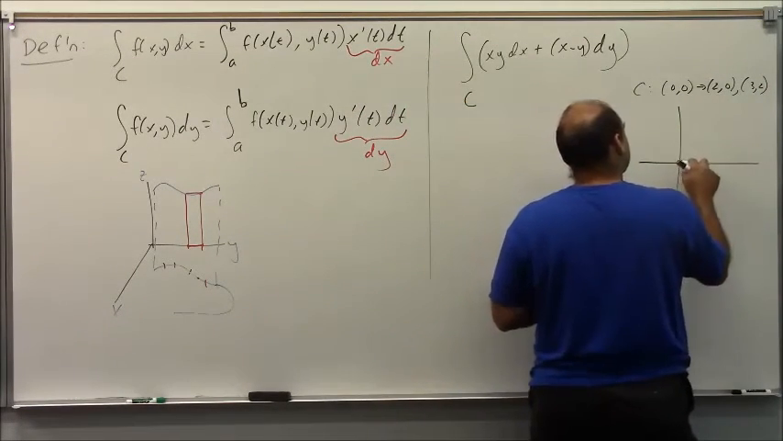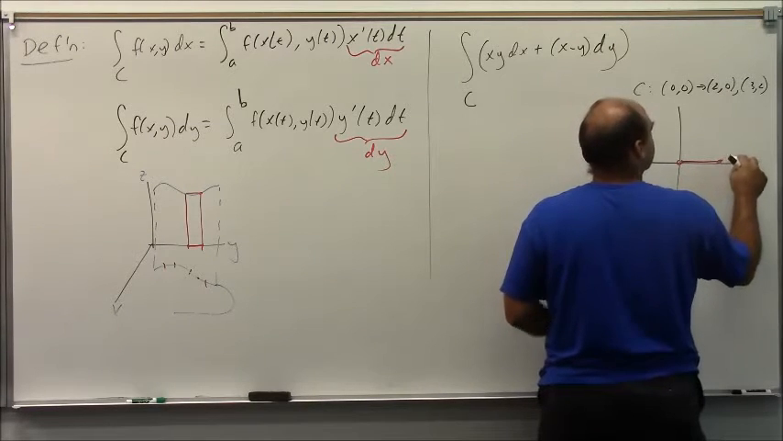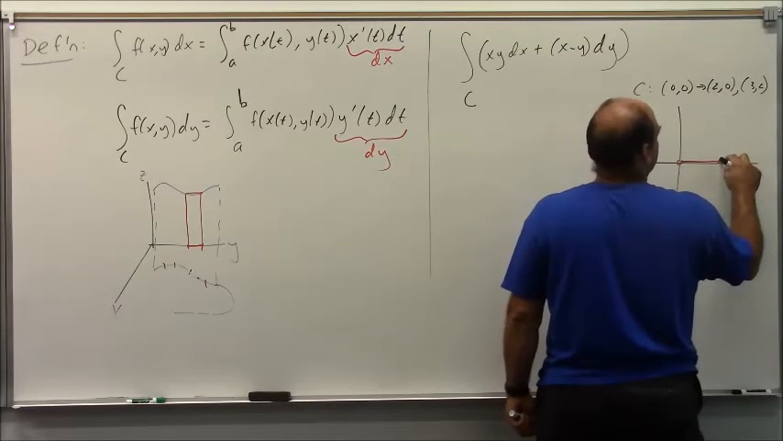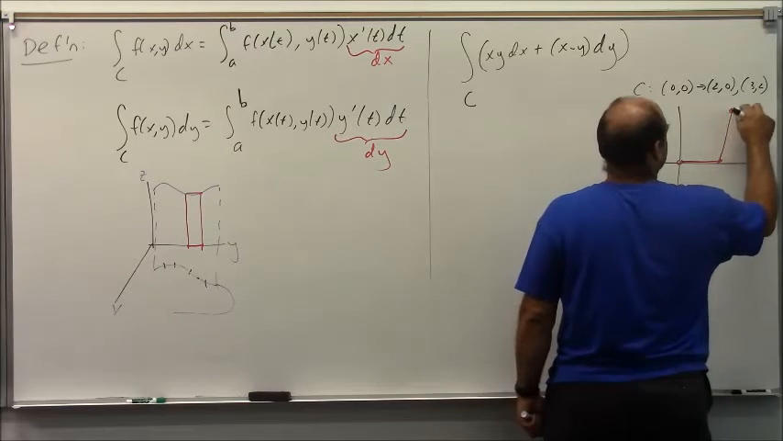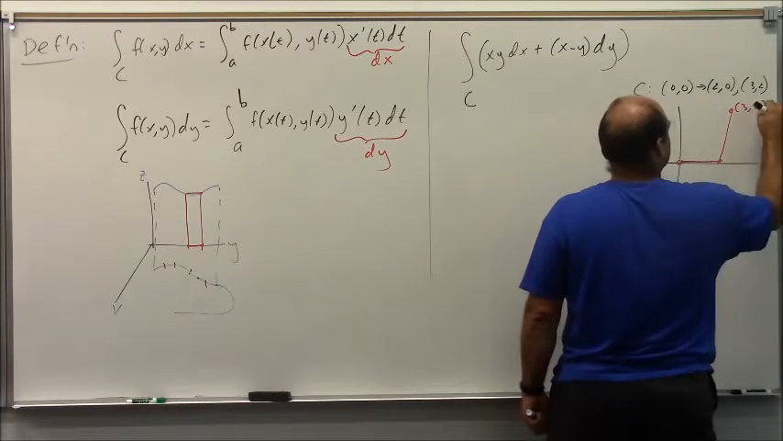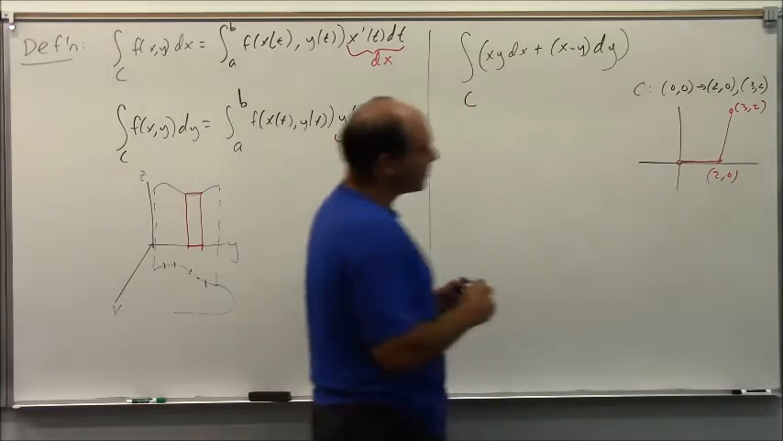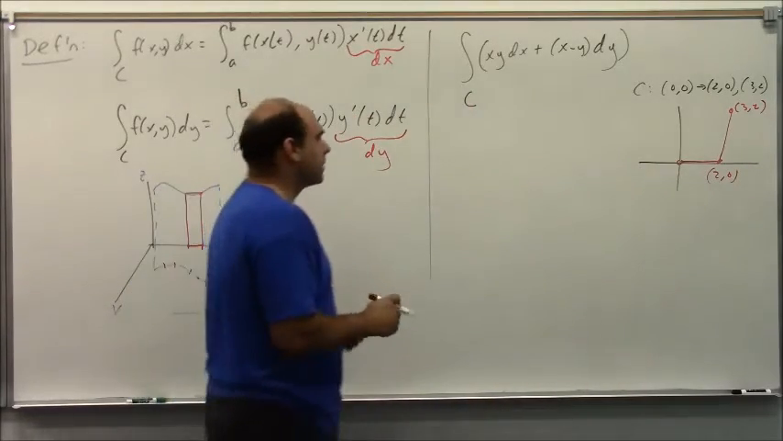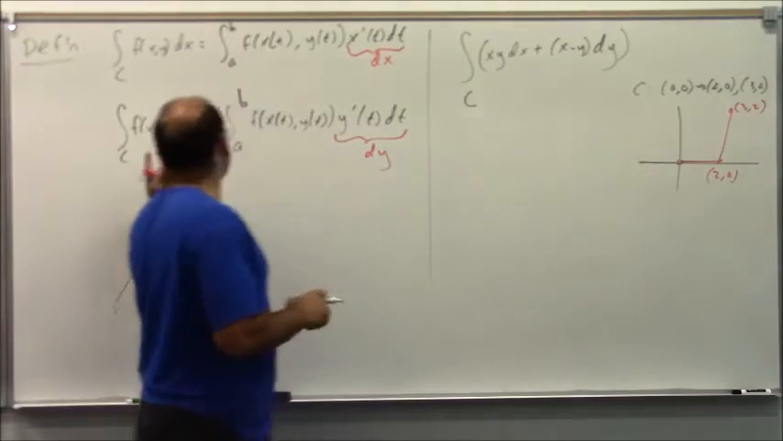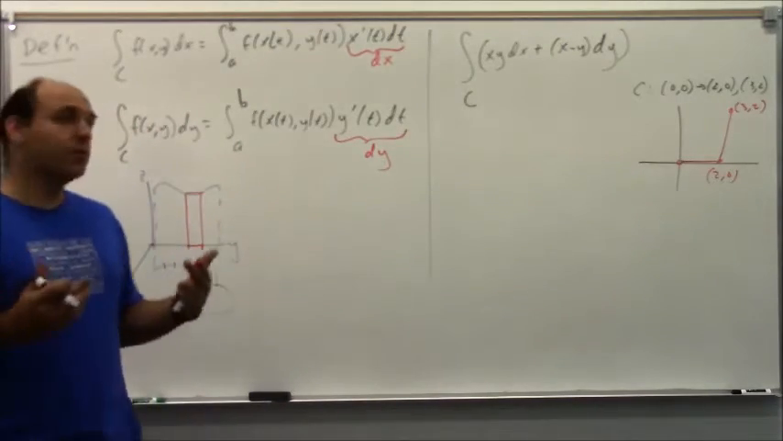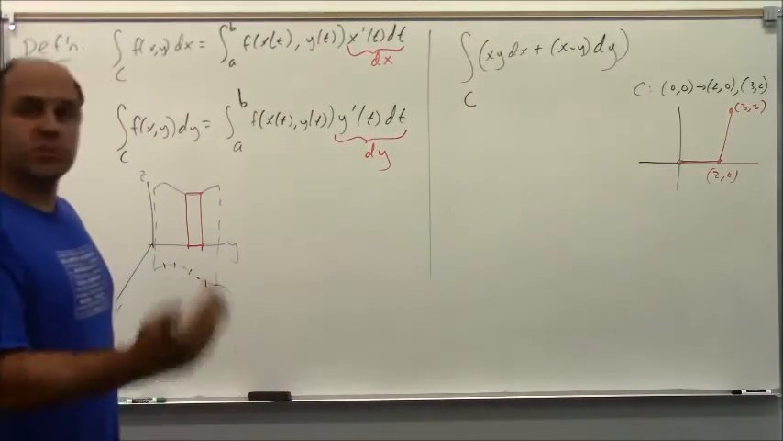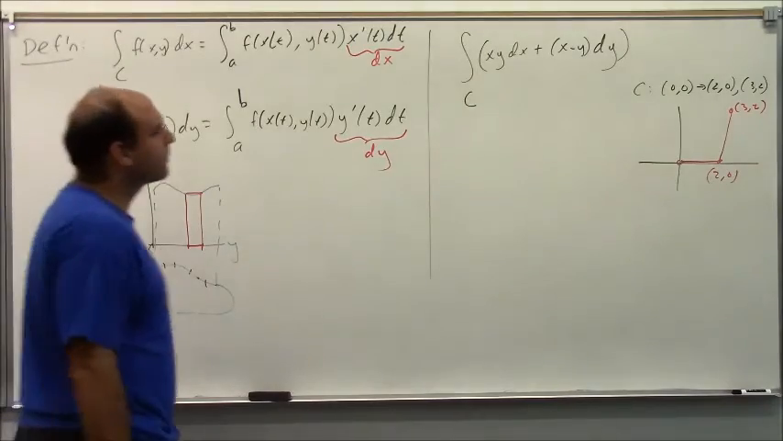(0, 0) over to (2, 0), and then over to (3, 2). So there are two curves this time. All right, you have this definition. In principle, you know what to do at this point. Pause, try it out, come back and compare.